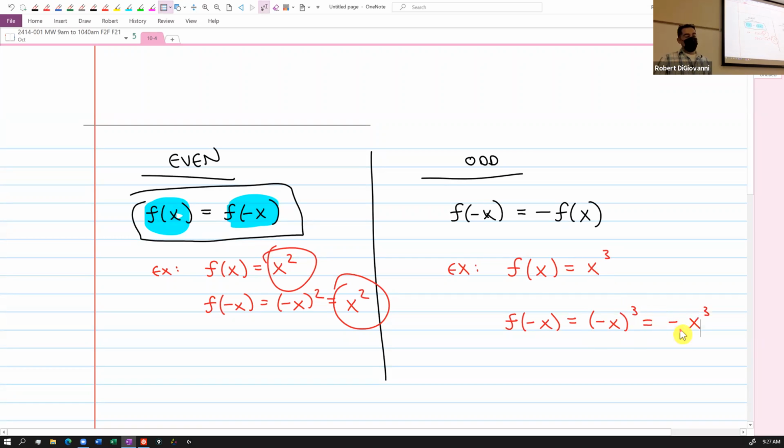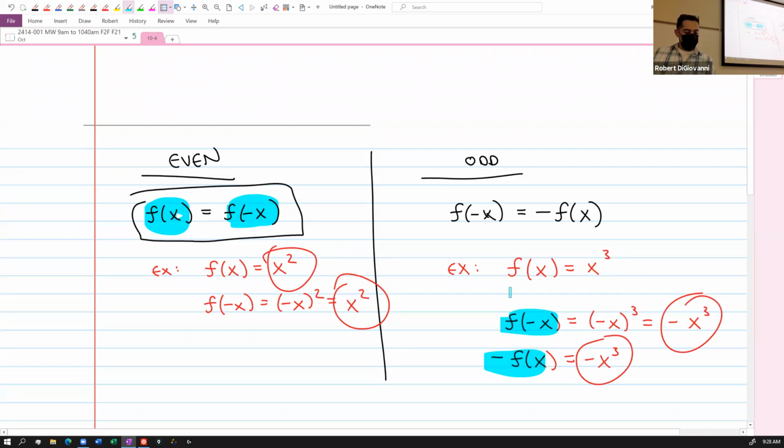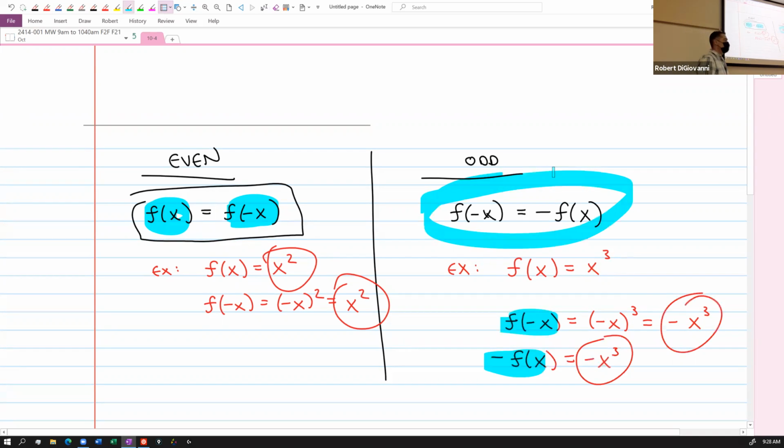These two are not the same, are they? No. But couldn't you say that this answer is the opposite of that answer? So you could say that negative f of x, which is the original function with a negative in front, these two are the same, right? So now you have that this equals this, which is what the property says has to be true for odd.